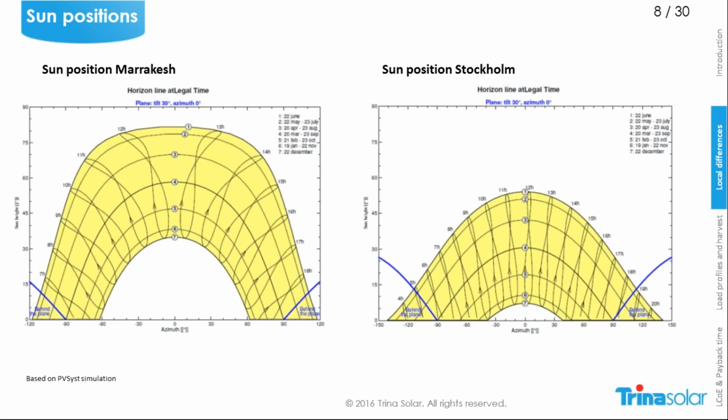Then for the northern hemisphere, we have Marrakesh. It still has quite a high sun height compared to Stockholm, which is very far north, and we see here that the minimum sun height is about 7 degrees and the maximum reaches close to 55.